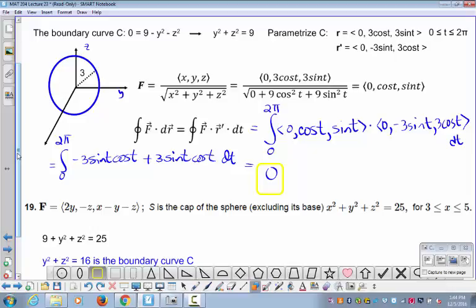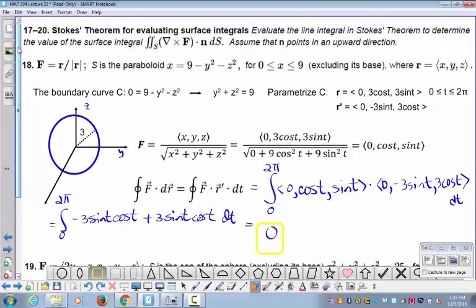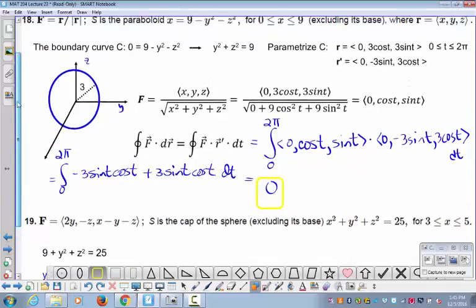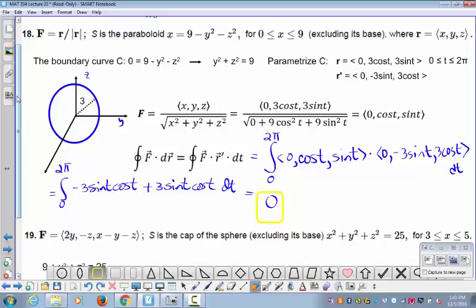Yeah, reversing. I mean, in this case, the orientation is the only thing we have to be a little concerned with, and they told us up here that n points in an upward direction. So that means we just have to make sure we're picking the right normal vector. So we've got this paraboloid here, and n is essentially the outward normal for that paraboloid, and when n is the outward normal, that means that we're trying to find the circulation in this direction. So as long as that all lines up with the parameterization you choose, then it doesn't matter which one you pick.